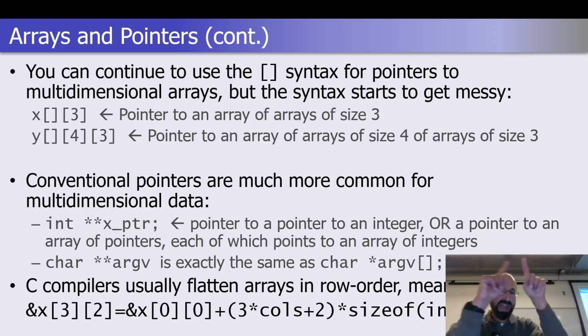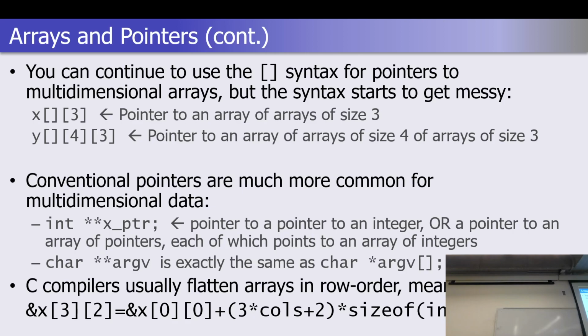You can continue to use that empty bracket syntax for pointers to multi-dimensional arrays. It just starts to get a little bit messy, and you start to see it less and less in code. So x of this is a pointer to an array of arrays of size 3. The innermost dimensions have to all be defined with a fixed size, but the outermost dimension can just be a pointer. y of bracket 3 is a pointer to an array of arrays of size 4 of arrays of size 3. You can do that in your code. I think as you start to get multi-dimensional data, beyond one dimension, so we're talking 2, 3, or more dimensional data, this is just my observation that more conventional pointer syntax is more common for accessing that kind of data.